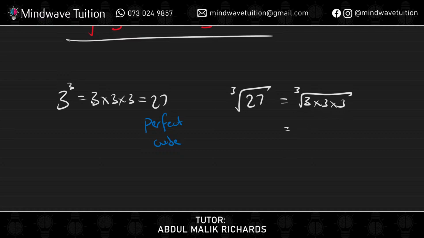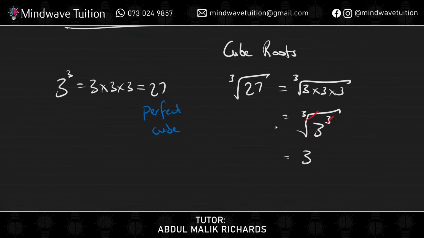And we know 3 times 3 times 3 is 3 cubed. And similarly, like square roots, cube roots and cubes: this to the power 3 over here is a cube and this is a cube root, so they cancel each other out, and you're just left with that base over here, which is 3. So this here is cube roots. This is just the opposite of perfect cubes.